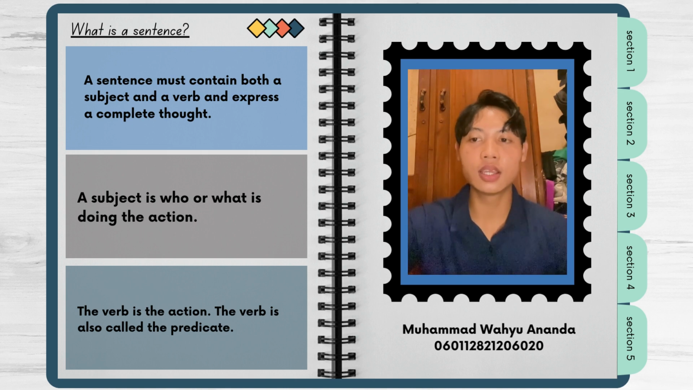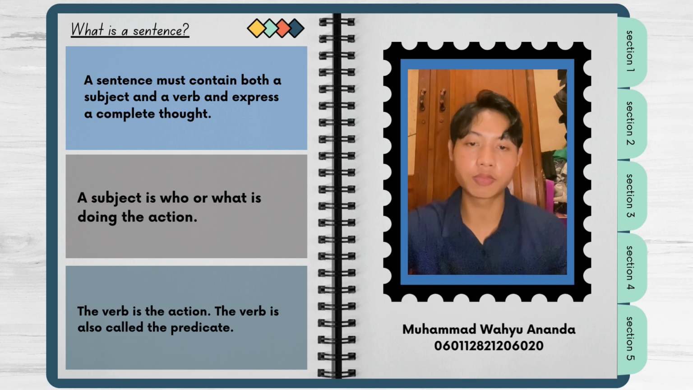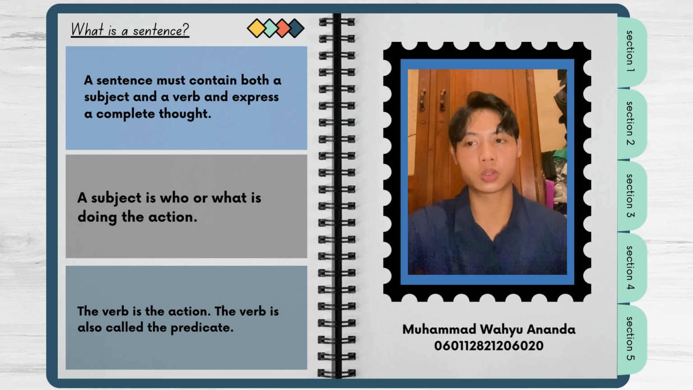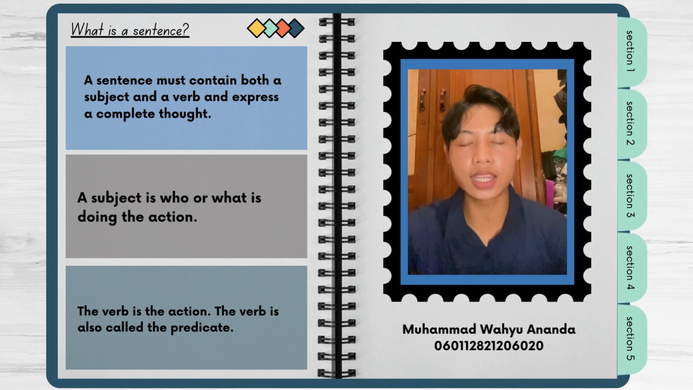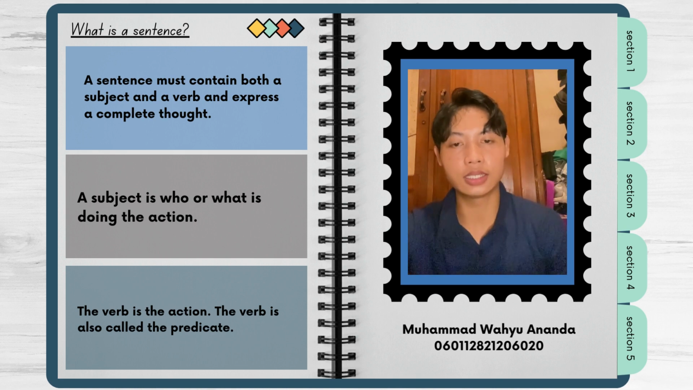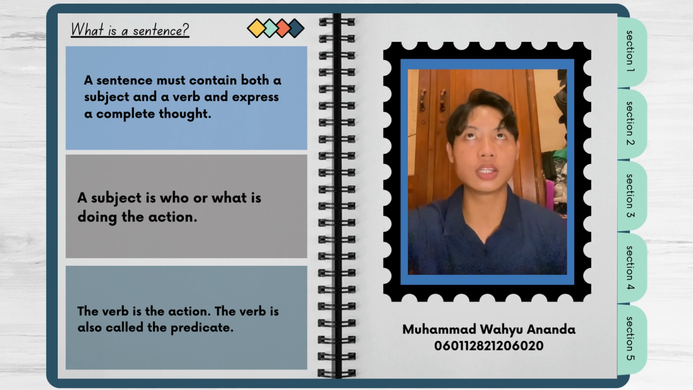In addition to having a subject and a verb, a sentence must also convey a complete thought or idea. This means that it should express a clear message or a concept that can stand alone and make sense on its own. Without a complete thought, a group of words cannot be considered a sentence.